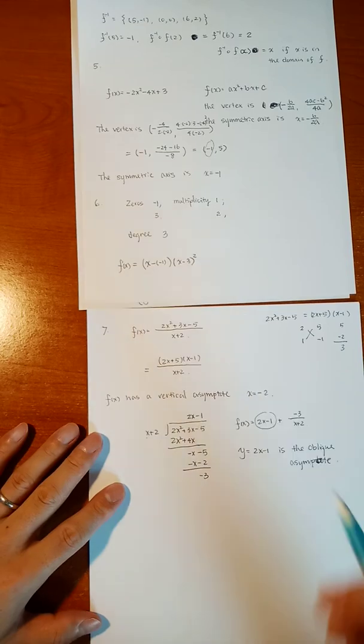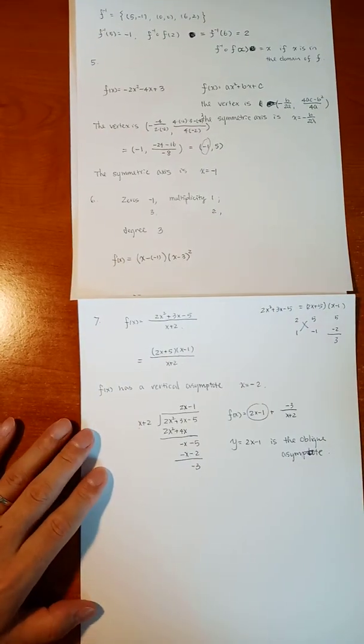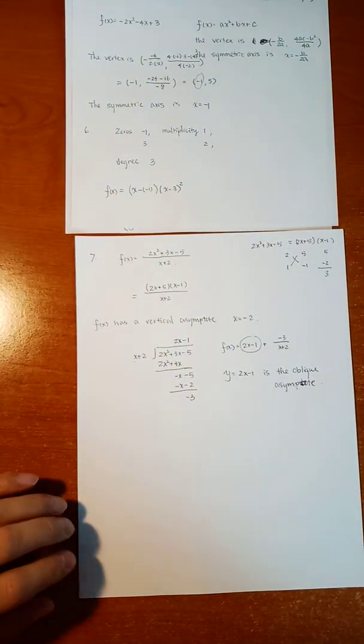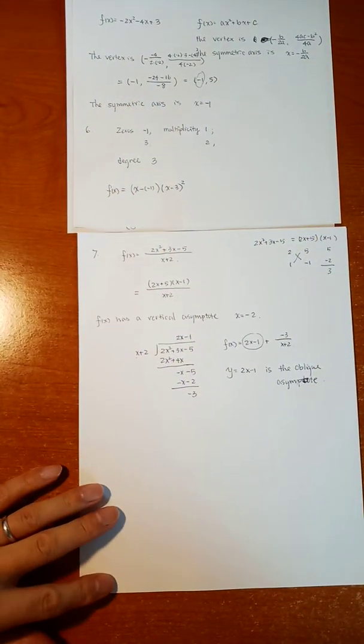Oblique asymptote. It has a vertical asymptote, it has an oblique asymptote, and that's it. Okay.